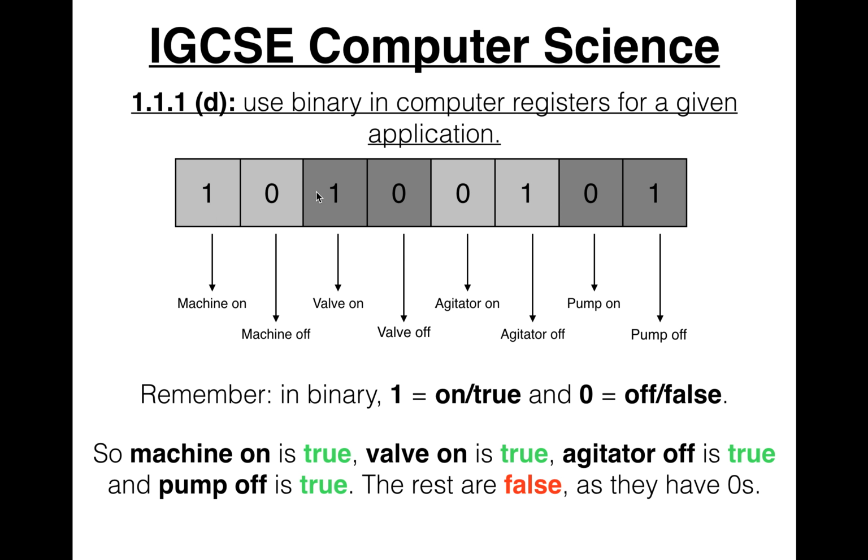Okay, so in this case, machine on is true, because it has a value of 1 here. Valve on is true, because it has a value of 1. Agitator off is true, because it has a value of 1. And pump off is true, because it has a value of 1. The rest are false, as they have zeros. So this is the effect that it would have on the washing machine if the register contained these bits.